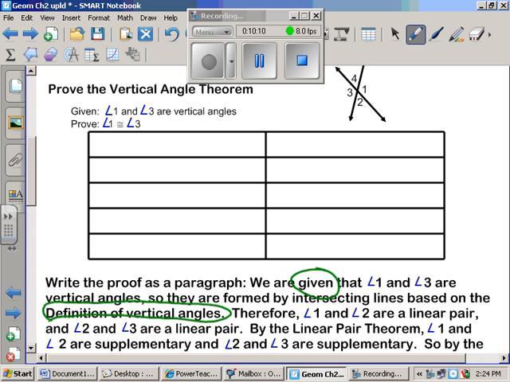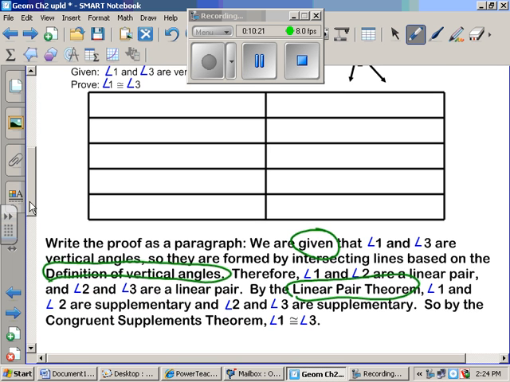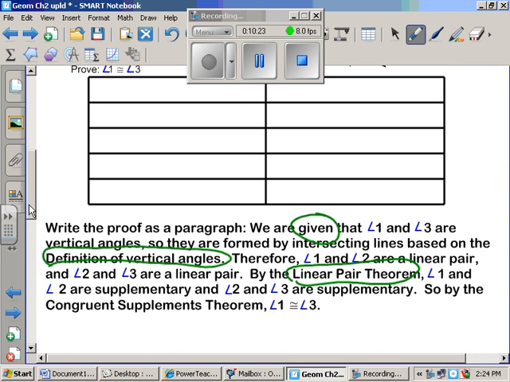Given. Tim? Good. And last but not least, Audrey? Congruent supplement, right? It has the word theorem with it. So those are going to be my reasons.